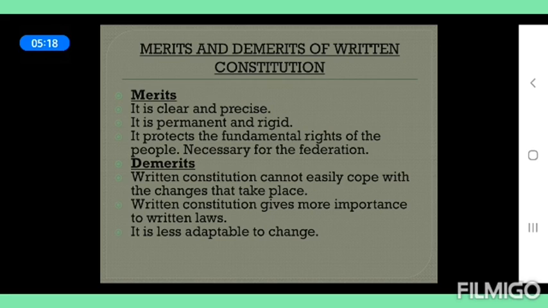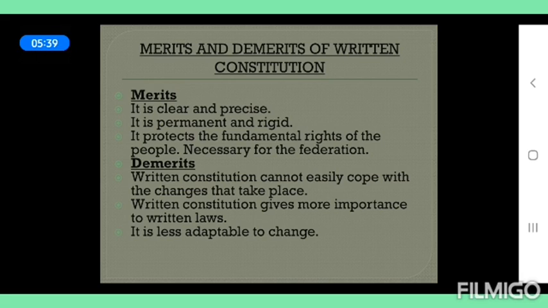And the next one is that it protects the fundamental rights of the people, and it is necessary for federations. That means it protects and safeguards the fundamental rights of the people, students. So it is written in the document. Okay, so it is more promising than an unwritten constitution. So that means the rights are more safe.